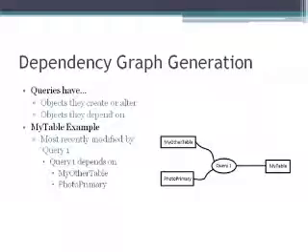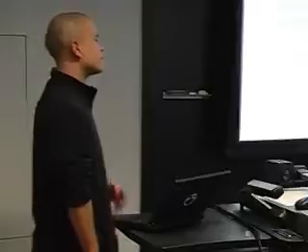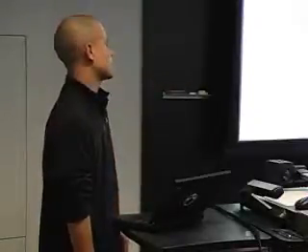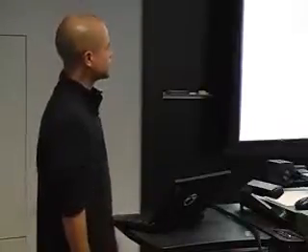So the second stage of this provenance is dependency graph generation. To determine the provenance of a given object, the first step we take is we find the most recent query that altered that object. This slide is showing the first step for myTable. We search the tag database and see that the most recent query that changed this table is called query 1.